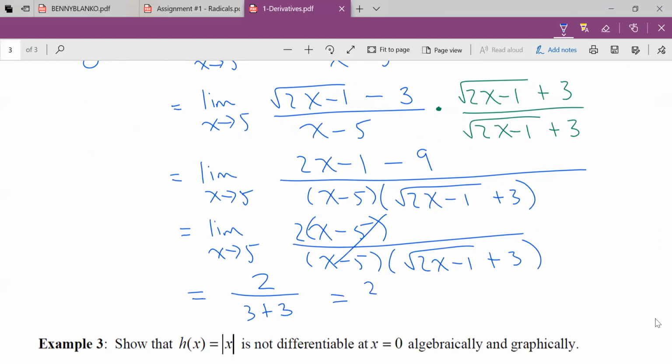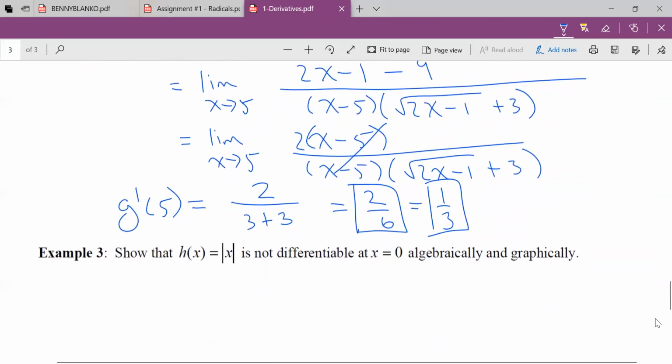I'm completely out of room. 2/6. So what we just found was the derivative of g at 5 is 2/6, or hey, let's simplify that down, 1/3. There it is. That's the slope of the tangent line when x is 5, just like that.